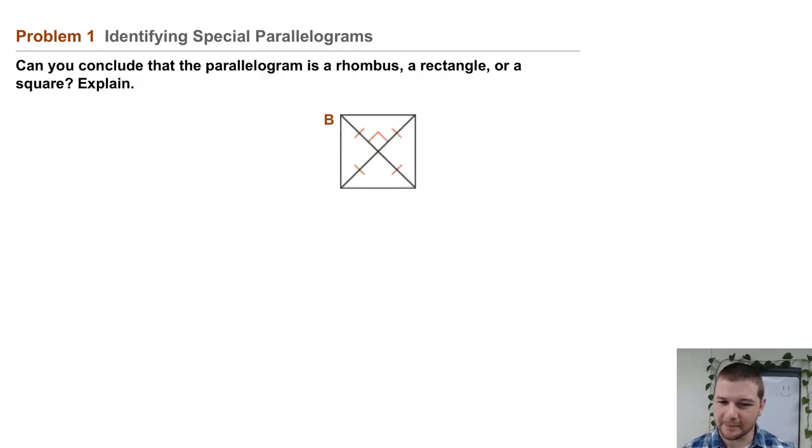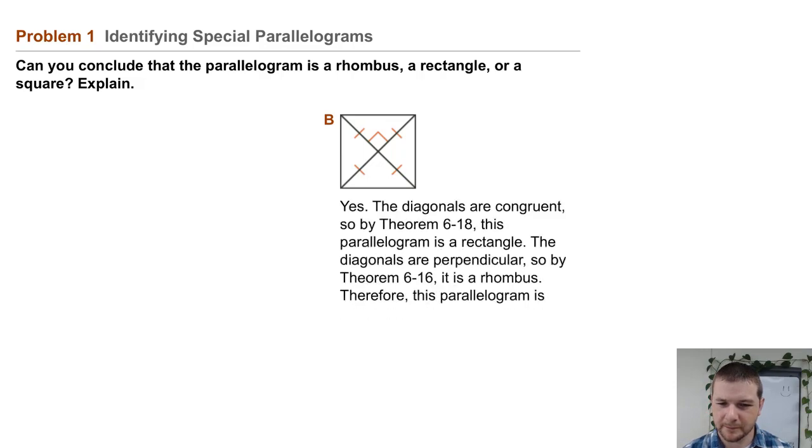Diagram B. Consider the information shown. And yes, the diagonals are congruent. So by theorem 6.18, this parallelogram is a rectangle. The diagonals are perpendicular. So by theorem 6.16, it's a rhombus. Therefore, this parallelogram is a square.